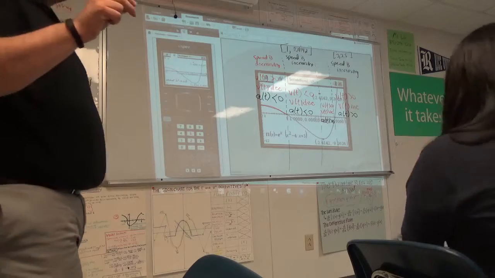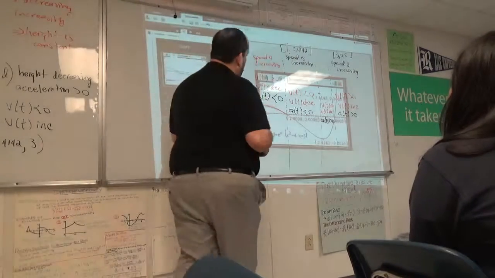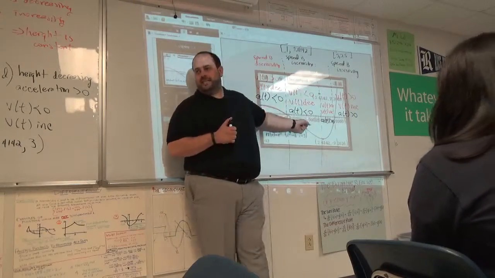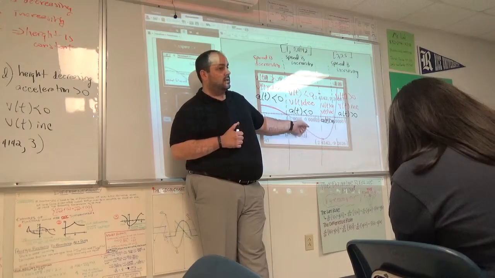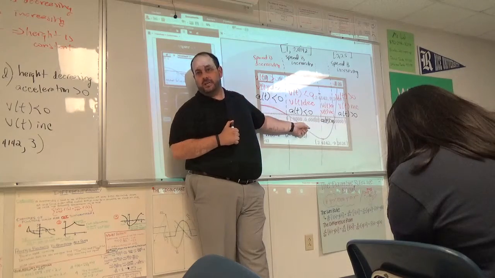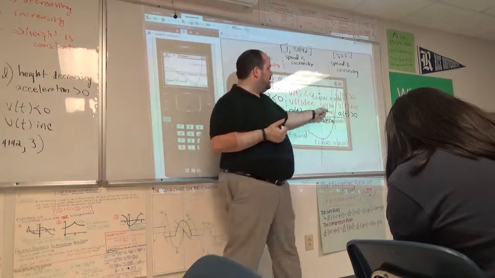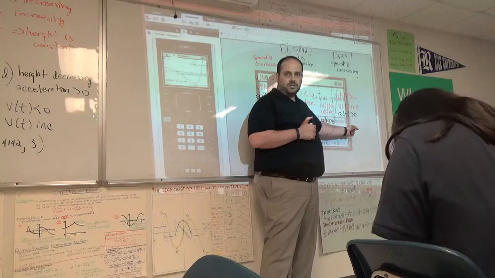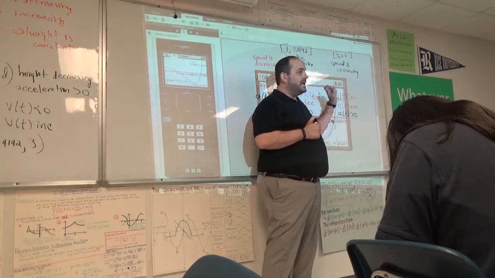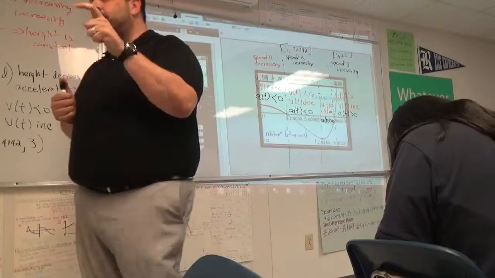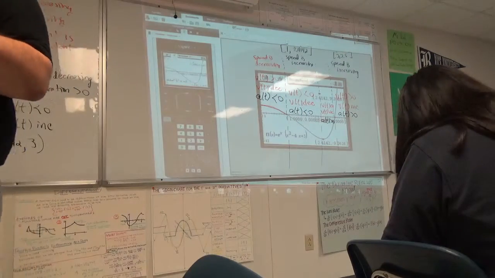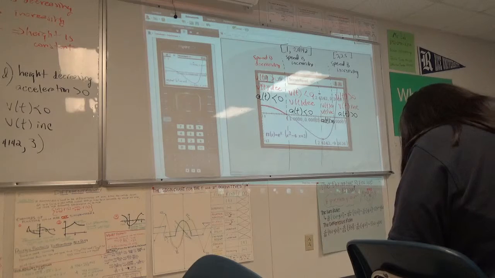When is speed increasing? When they both have the same sign. When velocity and acceleration have the same sign, speed is increasing. Velocity is negative, acceleration is negative, speed is increasing. Velocity is positive, acceleration is positive, speed is increasing. When velocity and acceleration have the same sign, speed is increasing. If velocity and acceleration have different signs, speed is decreasing. Okay? That's as far as I wanted us to get to.